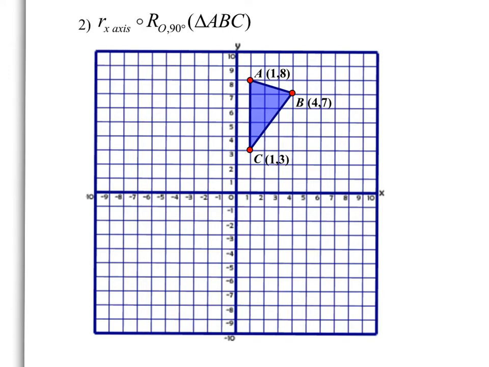The second example is much the same. I'm going to rotate, because that's the first thing I see, right to left, clockwise, about the origin 90 degrees, and then after I've done that, I'll take the new shape and reflect it over the x-axis for the final answer.